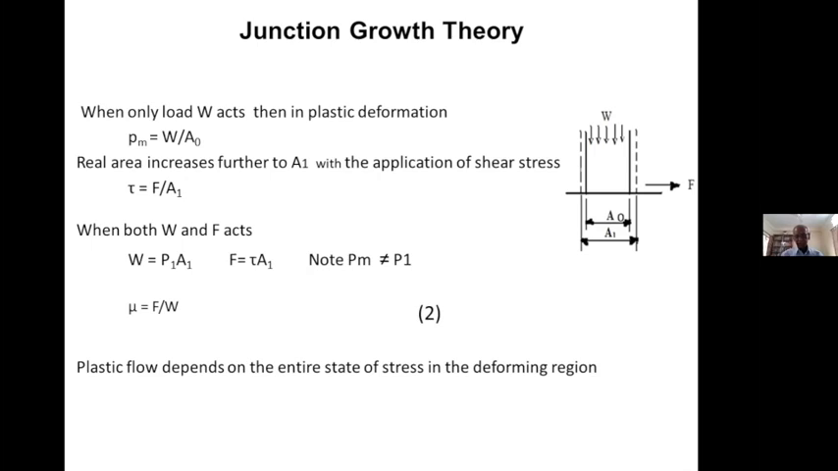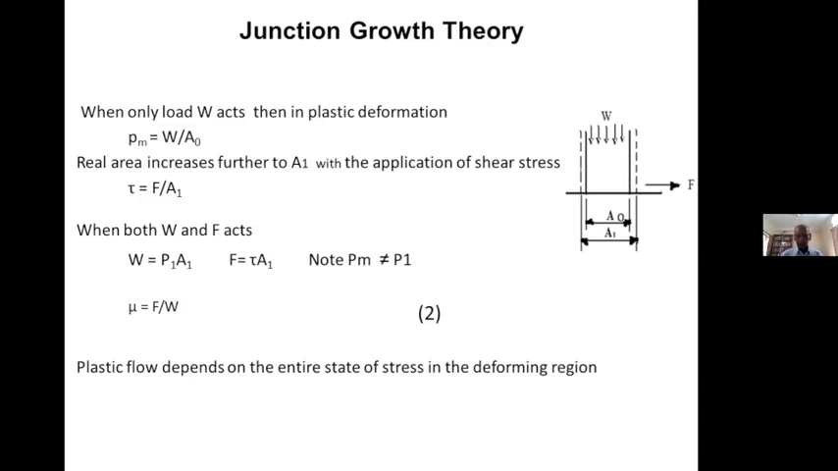Now, when we apply further a tangential force F, the contact area increases. This has been seen and this is true. The contact area increases. And then we have to say that the tau, or the yield shear stress at the contact, is F by A1. A1 is larger than A naught.